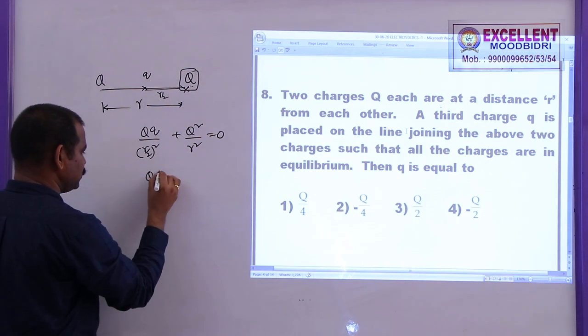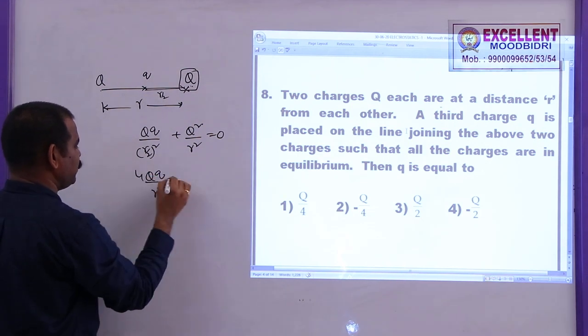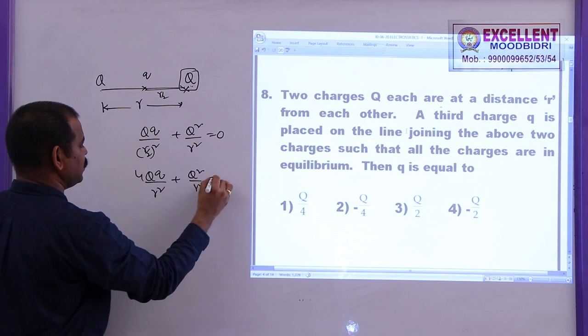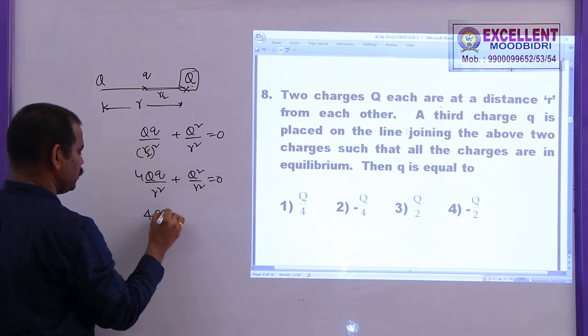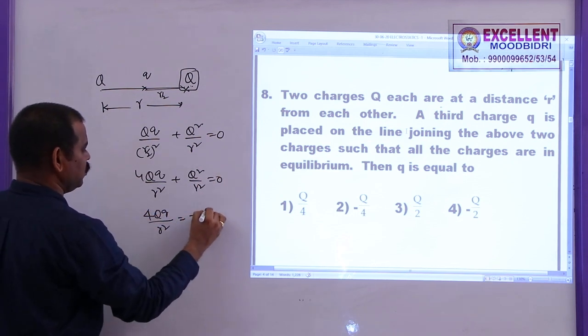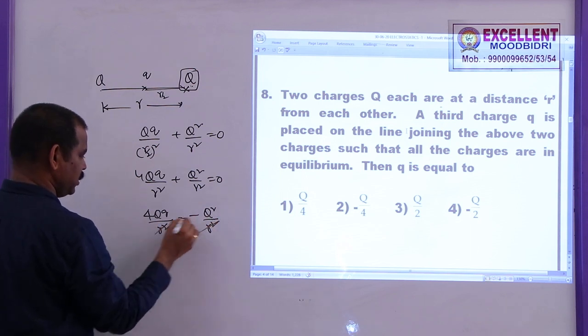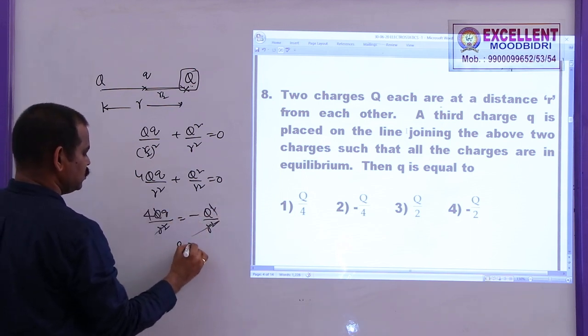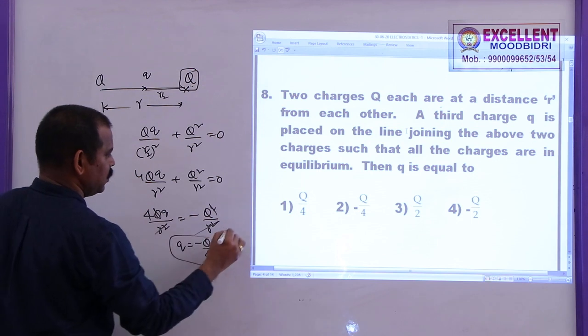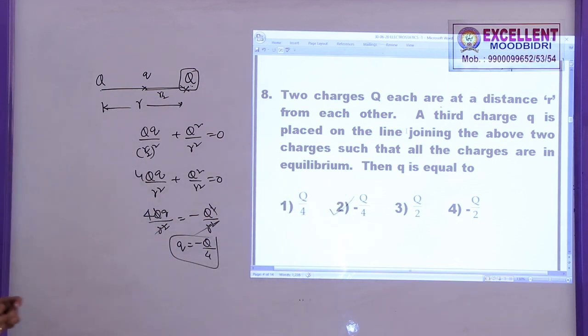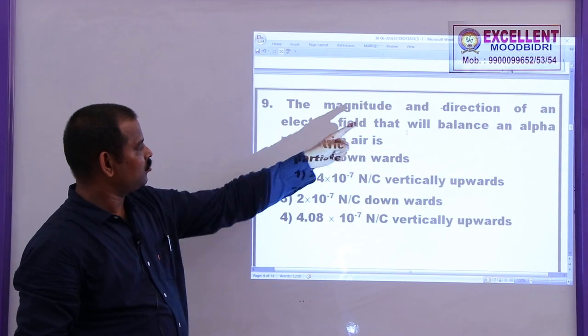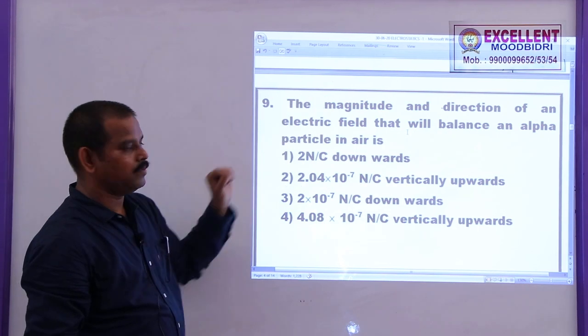So you can write this as 4 capital Q small q by r square is equal to minus q square by r square. Q gets cancelled. Small q is equal to capital Q by 4. Option 2 is correct.